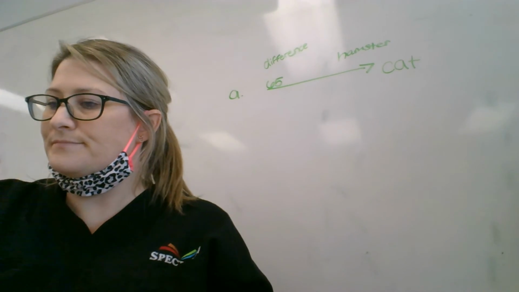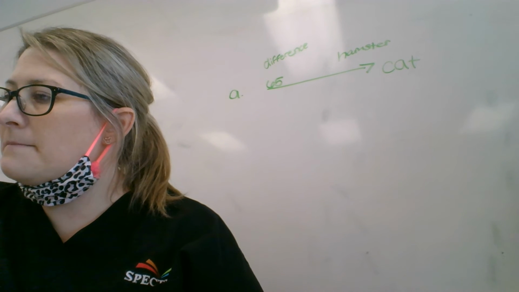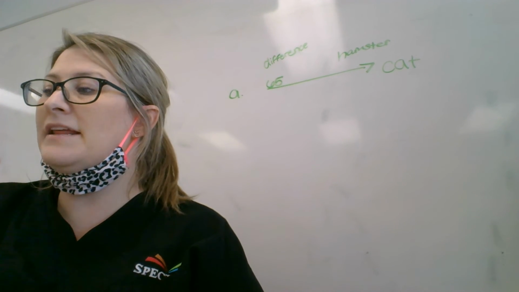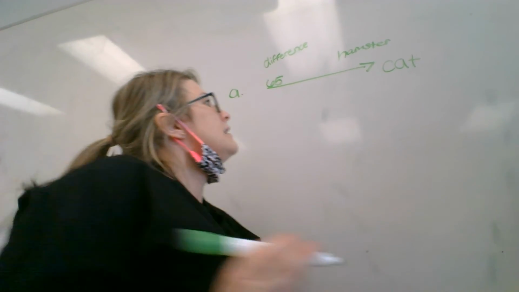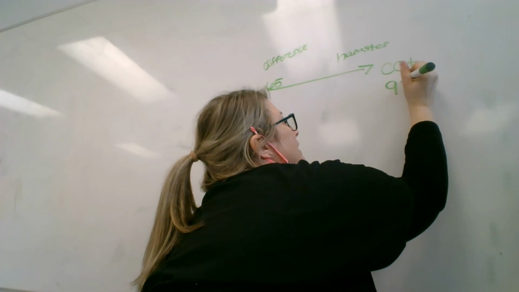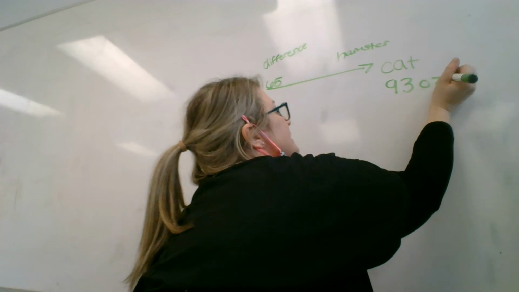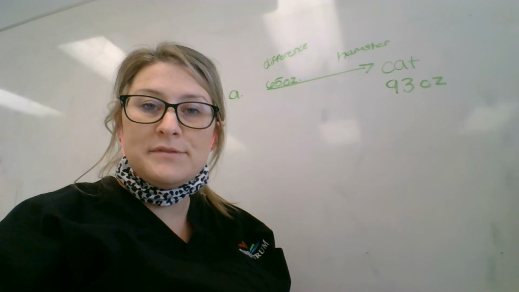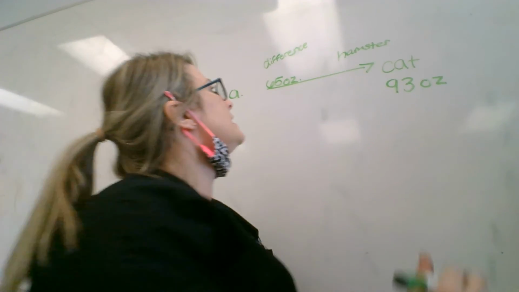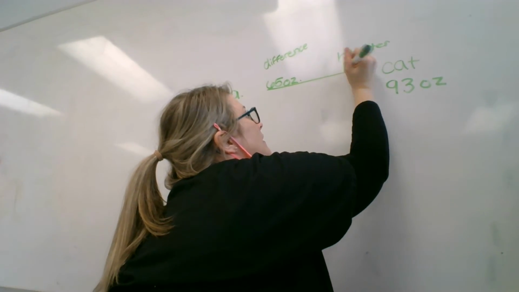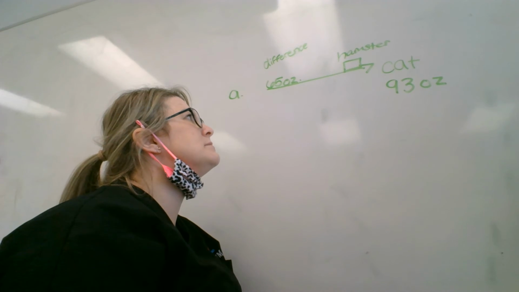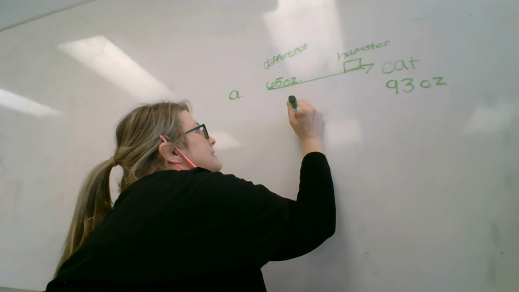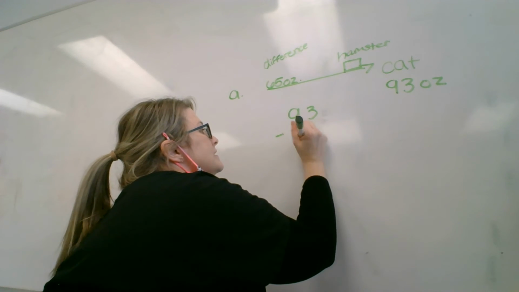All right. Then I'll read my next sentence. The cat weighed 93 ounces. And then I just plug my number in. 93 ounces. OZ is ounces. How much does the hamster weigh? Now, we're missing a small number. In order to figure out my small number, I'm going to work backwards and subtract. 93 minus 65.